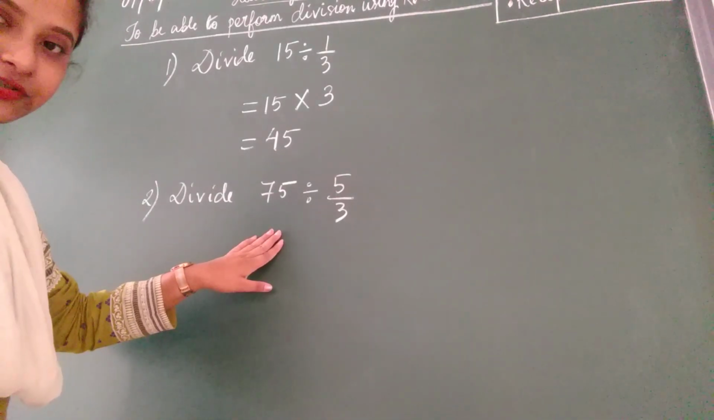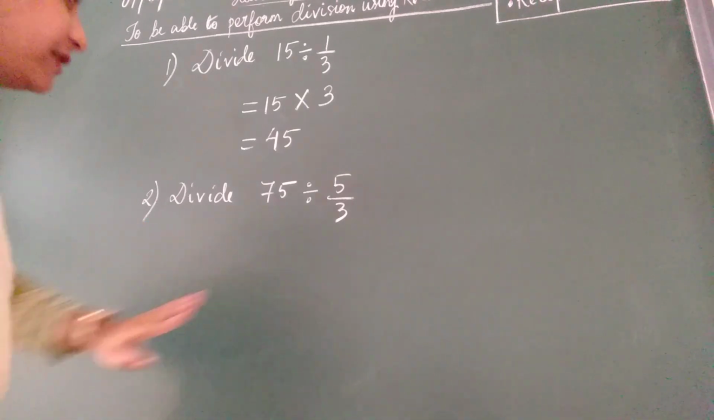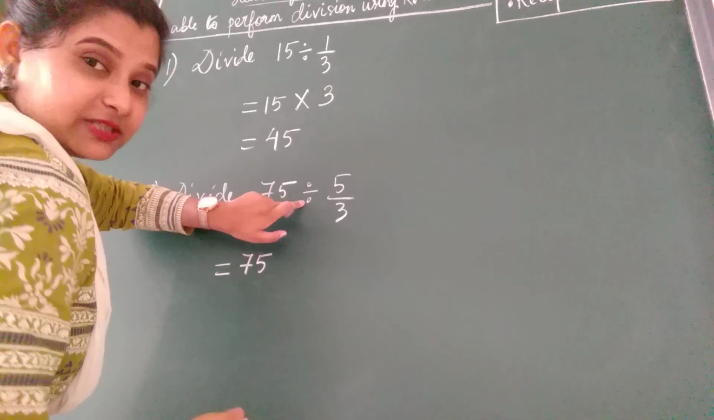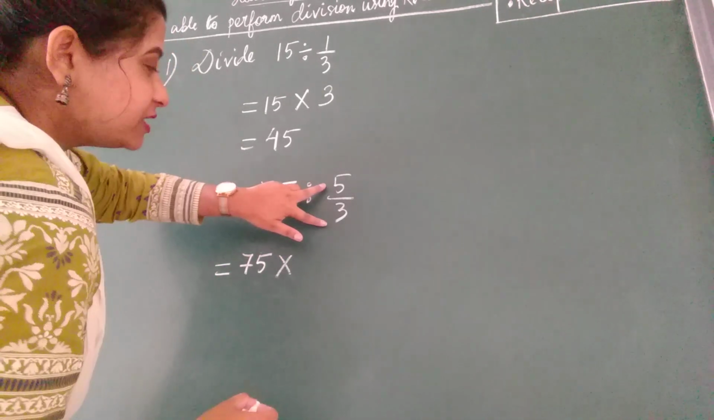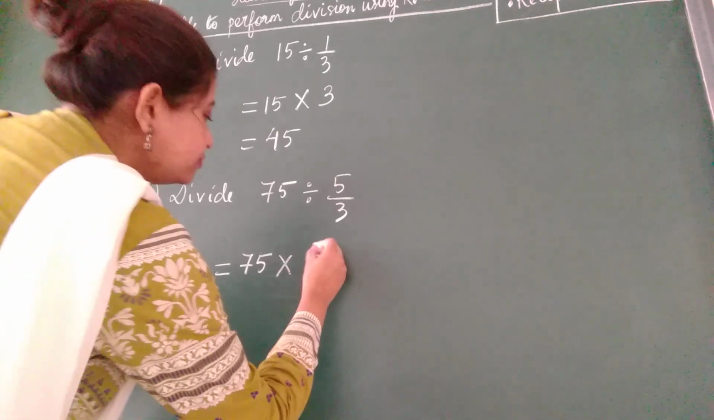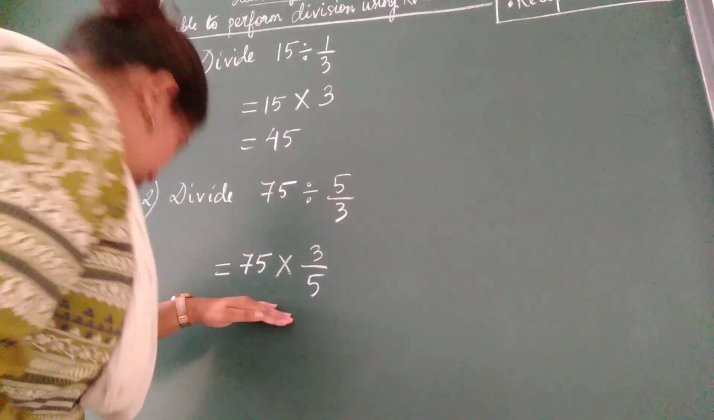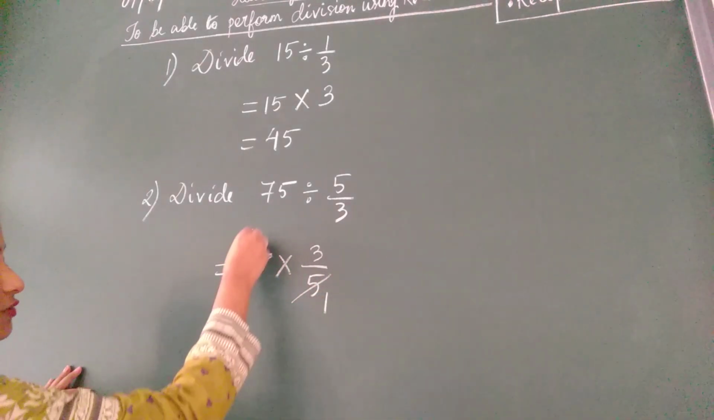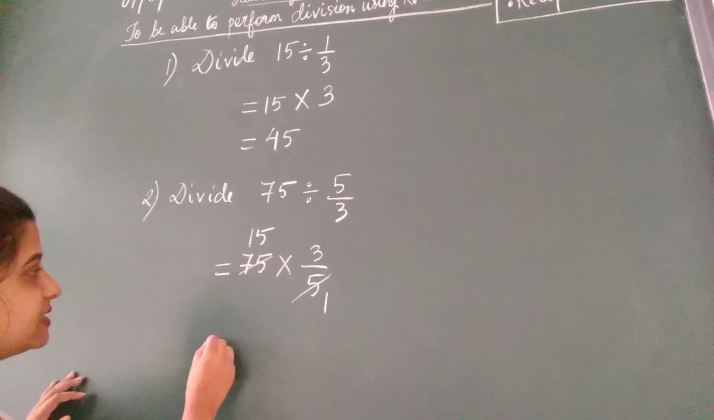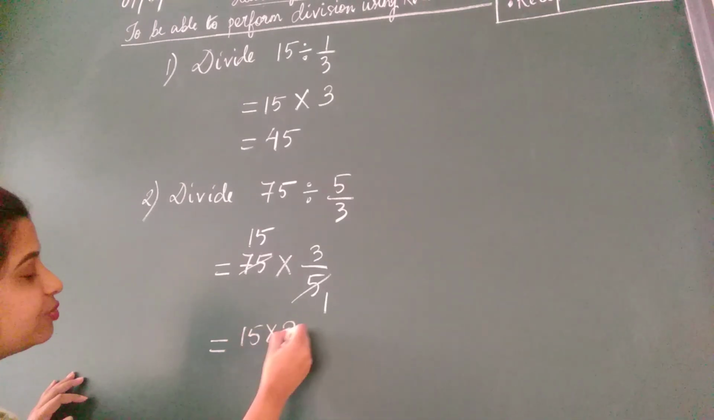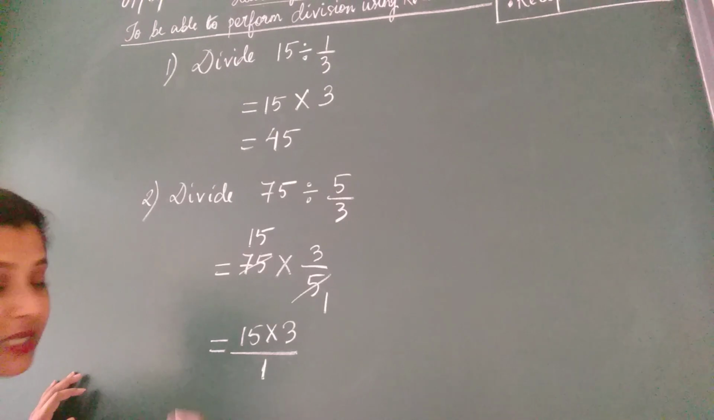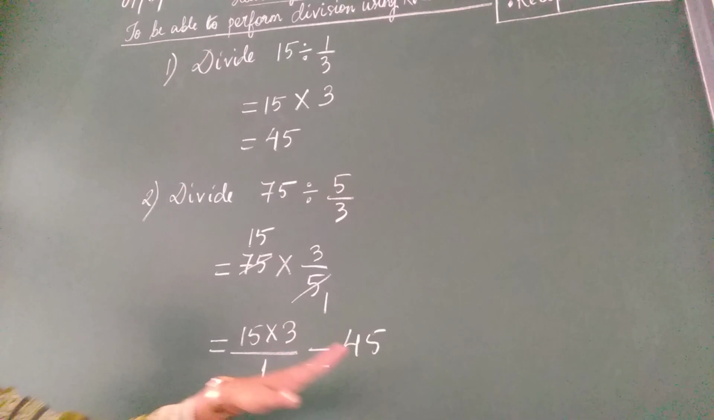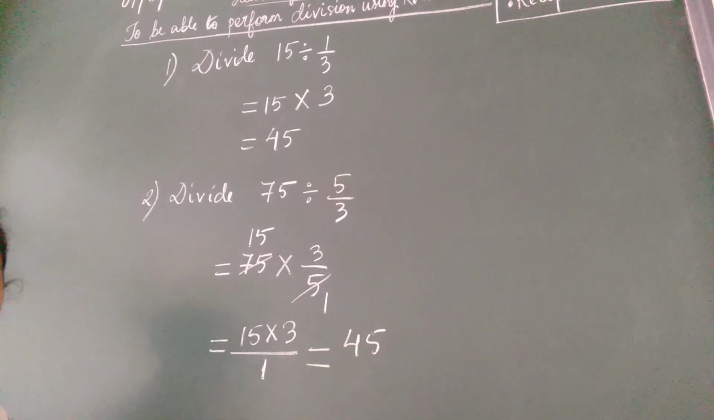Now look at this question again. Divide 75 by 5 by 3. Alright, so what do we do here? 75, we are changing the division sign to into. We will do the reciprocal of 5 by 3 to get 3 by 5. Now we can cancel out, right? So 5 ones are 5 and 5 fifteens are 75. So what do we have in the numerator? 15 into 3 by 1. Like I had said before, 15 into 3 is 45. Since there is 1 here, we don't have to write anything in the denominator.